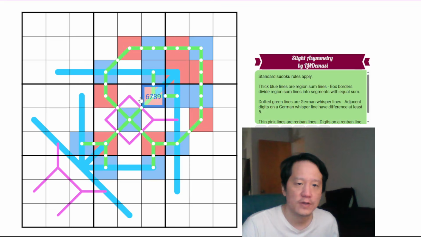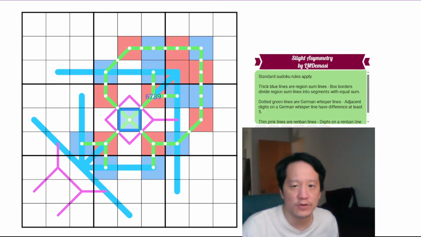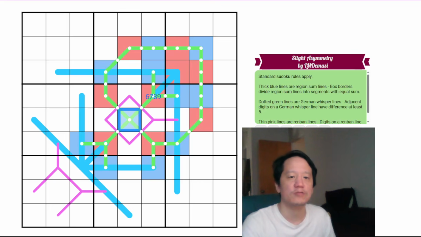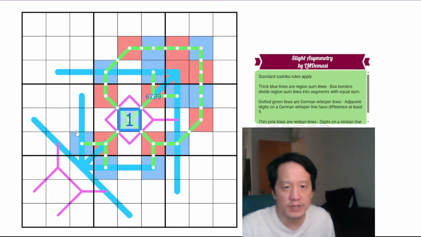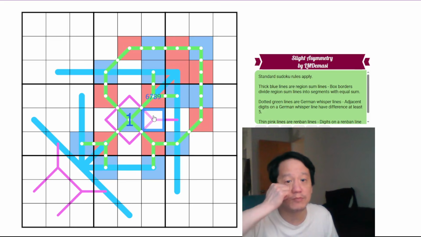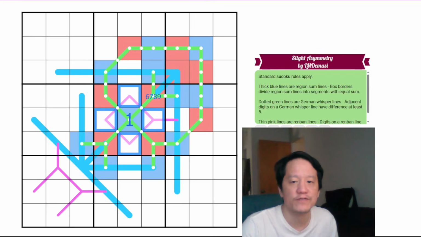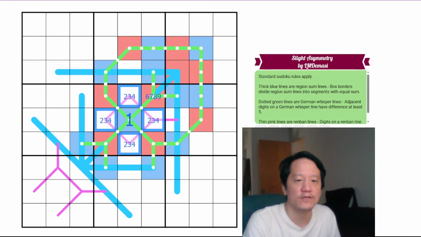And what digit can be next to 4 unique high digits? The only possible one would be a 1. So this is 1, which means in the rest of this central box, the remaining digits cannot be high, and they can't be 1. So they have to be 2, 3, and 4 with 5. So this is 2, 3, 4, 5.